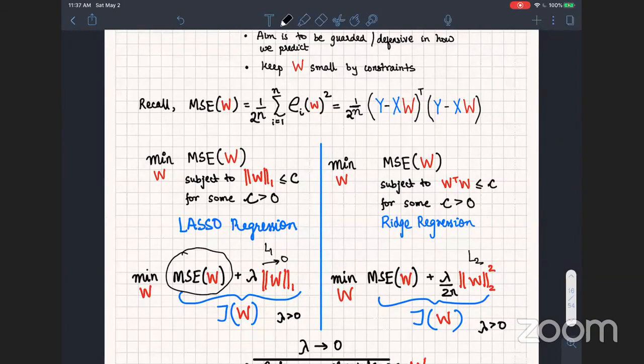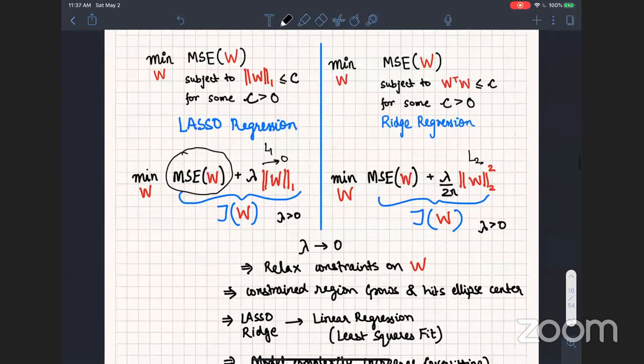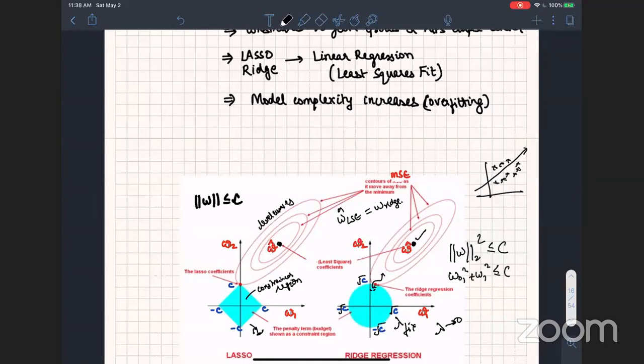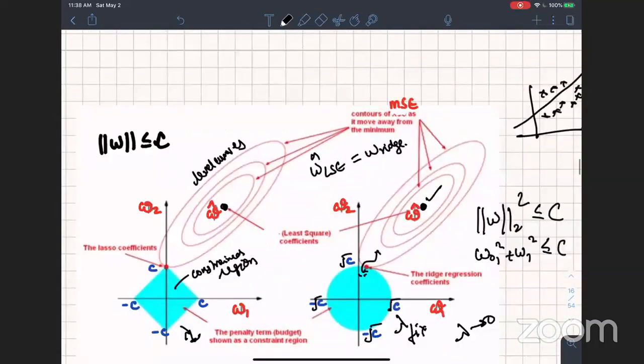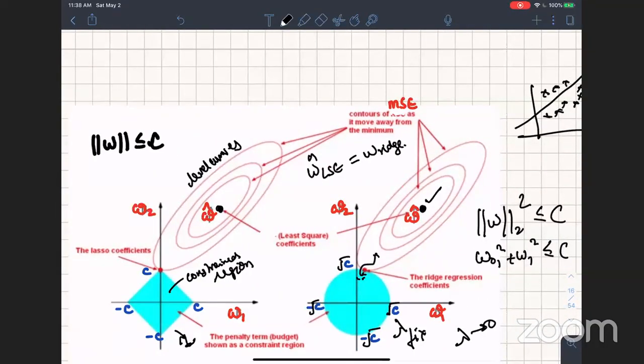Now, Yash, followed by Ram Mohan. Go ahead. In the case of Lasso in the figure, we are given a rhombus. Initially we were trying to find this W hat, but now we can only constrain ourselves to this rhombus. What are we trying to achieve now? Because we are not given the cost function in that region.